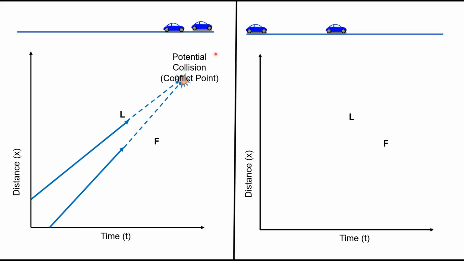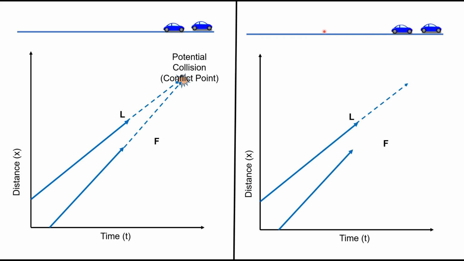But if the follower vehicle takes some decision, then this conflict can be avoided. Now, this vehicle has decelerated here, and therefore after deceleration, it will reduce the speed and the conflict can be avoided. You can see here the conflict point is nullified due to the follower's decision to decelerate.